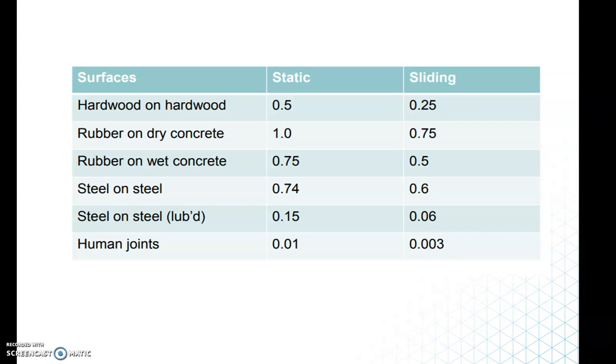So if you have, for example, rubber on wet concrete, when the object is at rest, the coefficient of static friction is 0.75, and the sliding friction, or the kinetic friction, is 0.5. So this is data which shows that each material has its own coefficient of static friction and coefficient of kinetic friction.